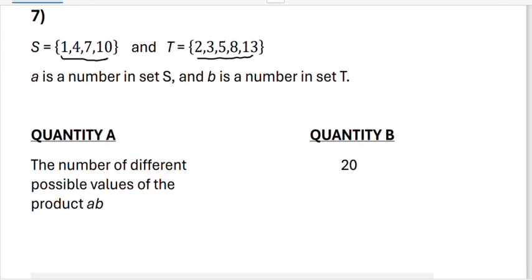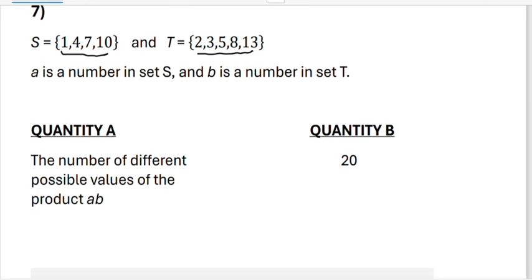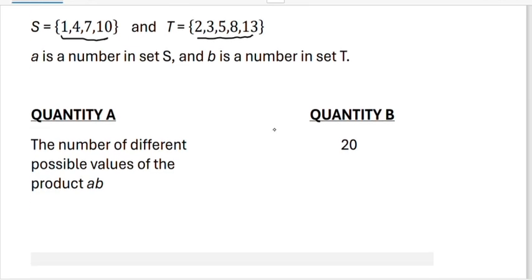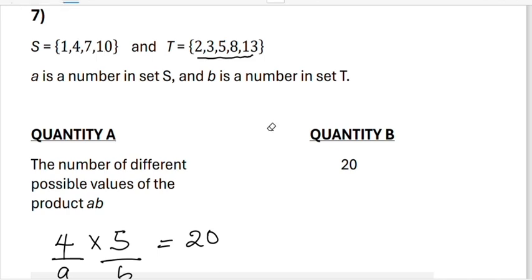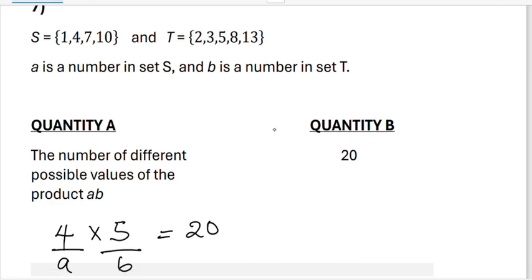So quantity A is the number of different possible values of the product AB, and quantity B is 20. So that means the product of multiplying this and this, different products, 1 times all these numbers, and then 4 times all these numbers. So the way to go about this is simply, this will be A and this is B, and there are 4 numbers in A and there are 5 numbers in B. So clearly we should be getting 20 products, 20 values for their products, but they have to be different. That's the case. So let's check if they are all different, or if we can find 2 products that are the same, which means this number can no longer be 20, right?